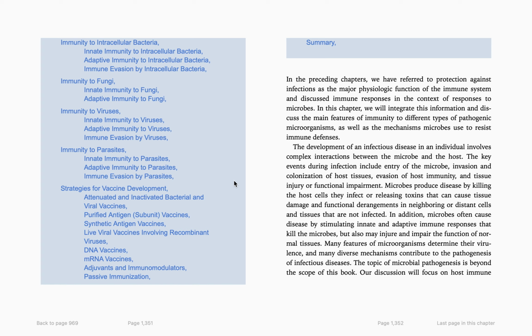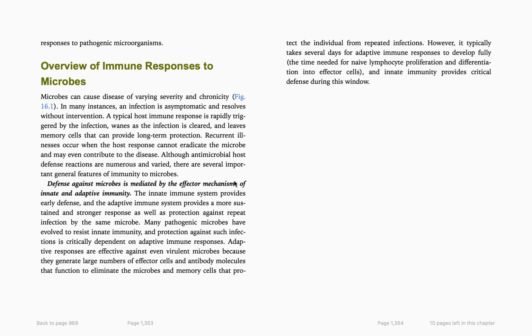In addition, microbes often cause disease by stimulating innate and adaptive immune responses that kill the microbes, but also may injure and impair the function of normal tissue. Many features of microorganisms determine their virulence, and many diverse mechanisms contribute to the pathogenesis of infectious disease. The topic of microbial pathogenesis is beyond the scope of this book. Our discussion will focus on host immune response to pathogenic microorganisms.